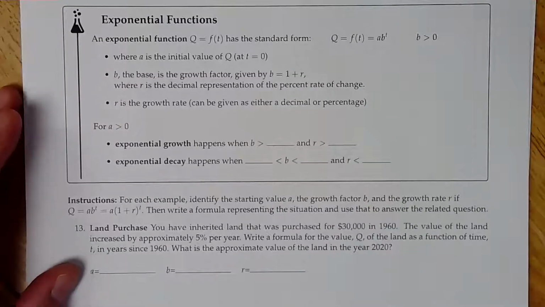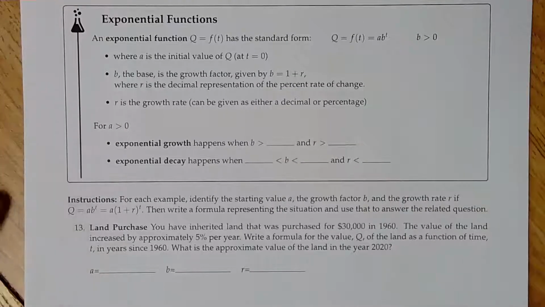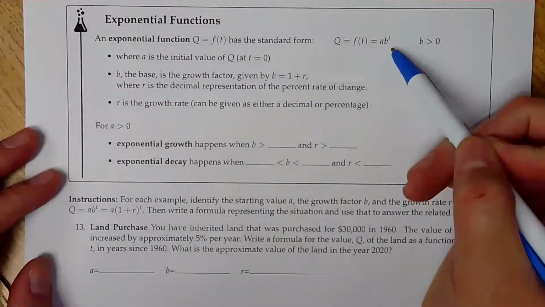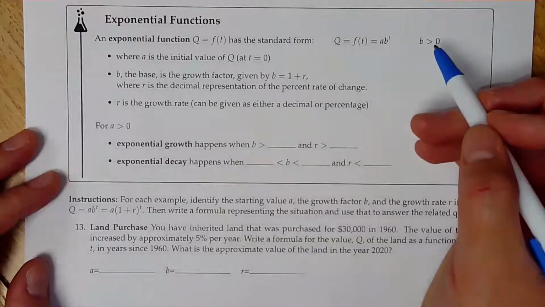Okay, so now that we've gotten some practice identifying our growth rate R and then using that to calculate B, our growth factor, we're going to take a look at a little bit more details about exponential functions, and then we're going to start writing or coming up with the equation for our exponential function and using it in a word problem.